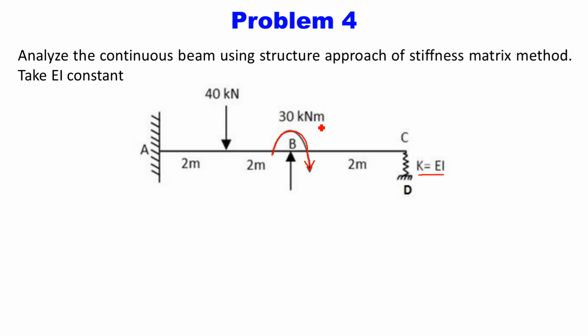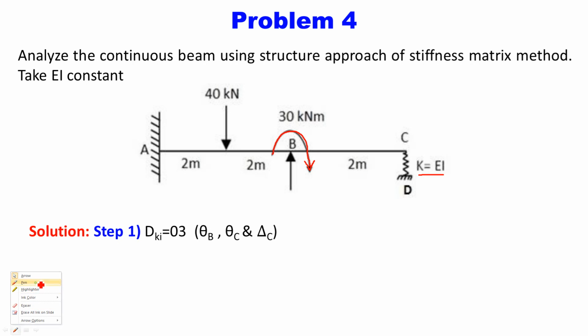All of you know how to start. What is the first step of solution? First step is to find out degree of kinematic indeterminacy of the given beam. So support A is fixed. We know that kinematic unknowns are 0 at fixed support. Support B is a simple support, so kinematic unknown is only one, and that is rotation.